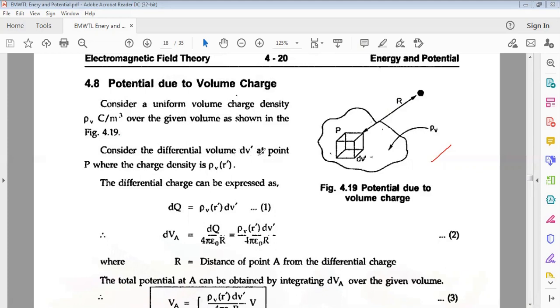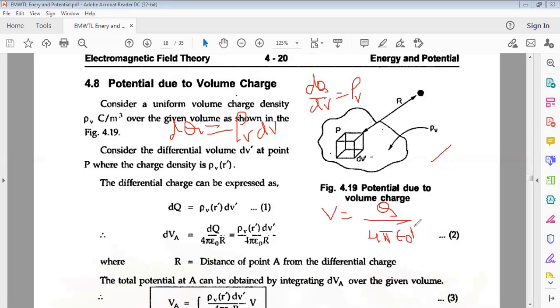Consider the differential volume dV at a point P where the charge density is rho V. So dQ by dV is equal to rho V, and dQ is equal to rho V into dV. What is the potential due to the point charge? V is equal to Q by 4 pi epsilon naught R.